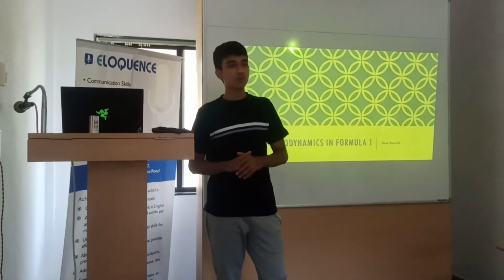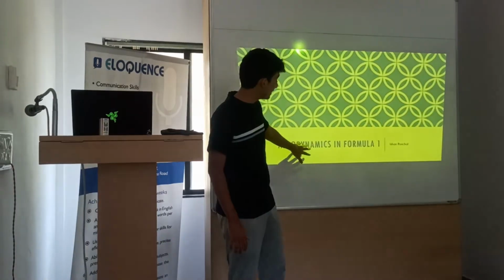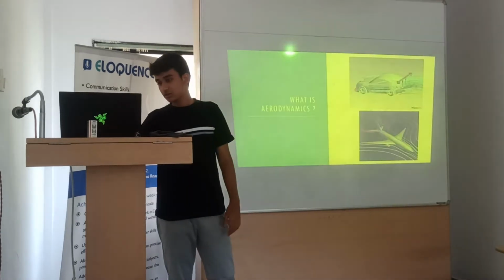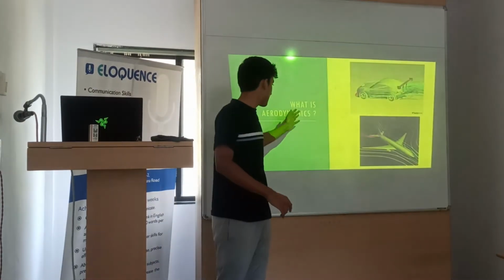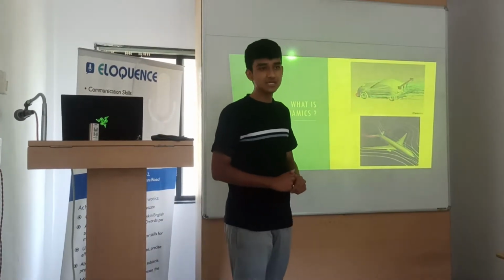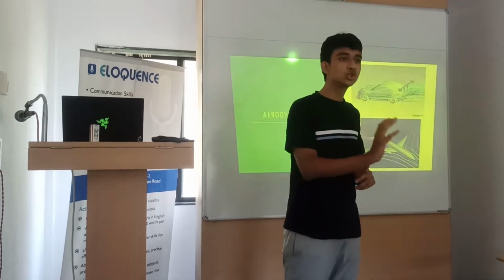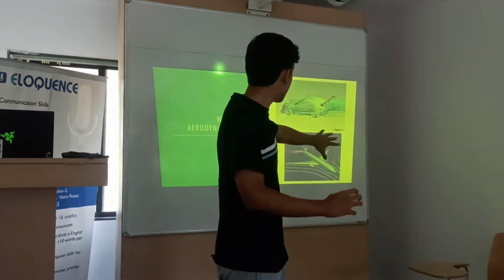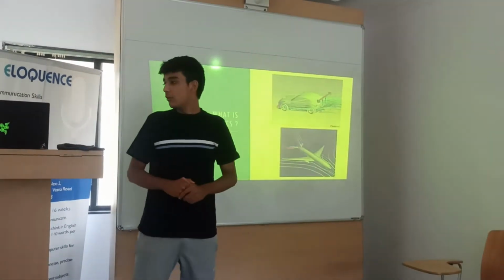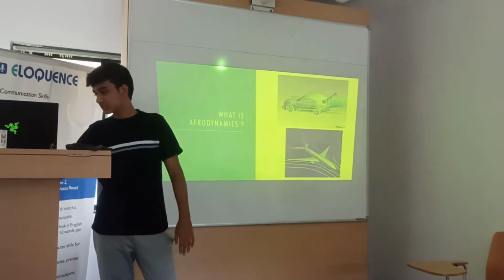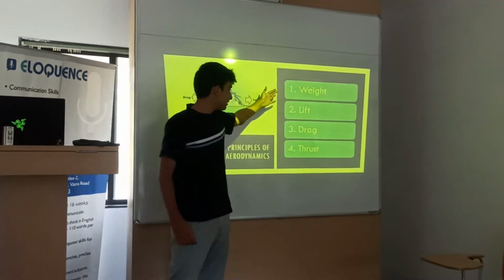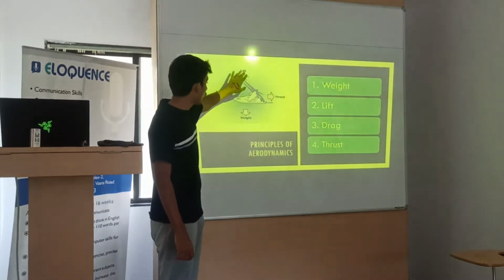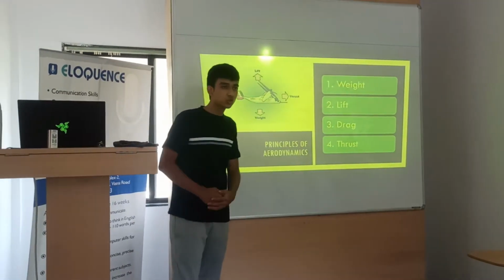So today I'm going to be talking about aerodynamics, but more specifically aerodynamics in an F1 car, which is a race car. Okay, so let's start off with the basics. What is aerodynamics? Aerodynamics is basically how an object moves through air or a fluid. It is the motion through a fluid. It is how the air reacts. Now aerodynamics has four basic principles, which are weight, lift, drag and thrust. Over here you can see a free body diagram where all of the forces act. Now let's go through them one by one.